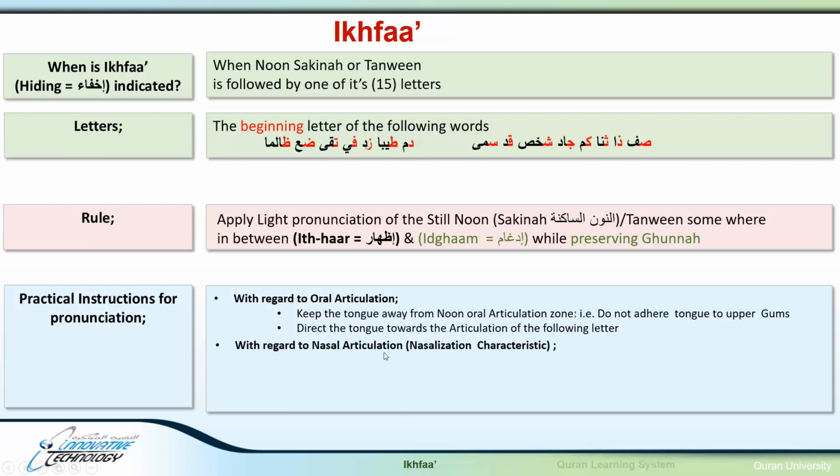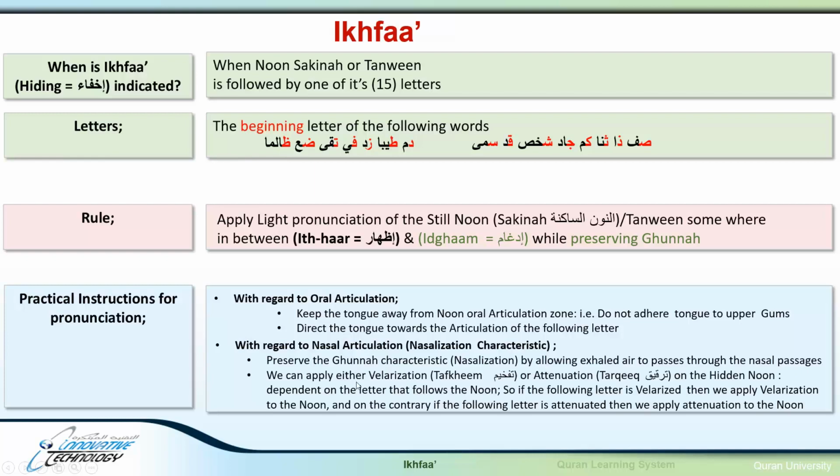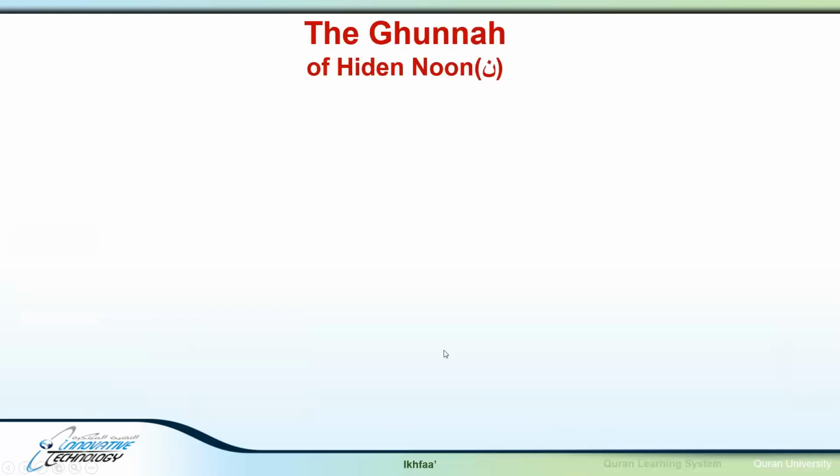And then, in regard to the nasal articulation, preserve that ghunna, the nasalization, by allowing the exhaled air to pass through the nasal passages. And we can apply either velarization, tafkhim, or attenuation, tarqiq, on the hidden noon. And that will depend on the letter that follows the noon. Some letters are velarization letters, some of them are tarqiq letters. So if the noon is followed by a velarization letter, we apply velarization to the noon, while on the contrary, if the noon is followed by an attenuation letter, then we apply attenuation to the noon. Sounds a bit confusing? Don't worry, examples will illustrate that.